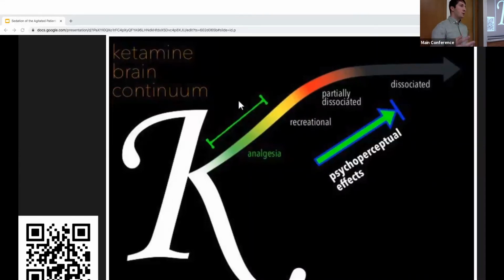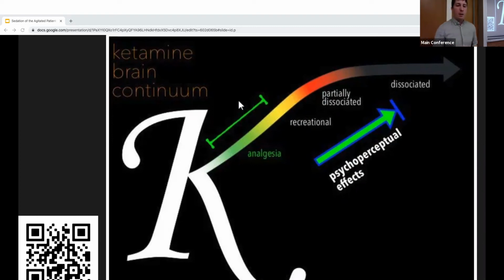One of the things that we've seen is the reemergence phenomenon. When you're on the left side of the slide at the dissociated state, as you come back and metabolize the medication, you go through this partially dissociated state. This is when they might be more aware and might have this reemergence phenomenon. So we might give another medication to prevent this reemergence phenomenon.